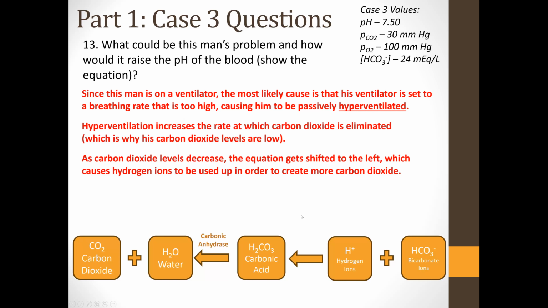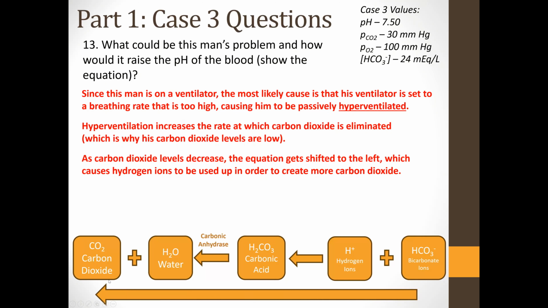Let's look at the equation. So the equation gets shifted to the left this time. This is causing hydrogen ions to join up with bicarbonate ions to make carbonic acid, which carbonic anhydrase then breaks down into carbon dioxide and water. So this is causing the hydrogen ions to be used up in order to create more carbon dioxide to continue with the hyperventilation exhaling. So the equation this time is moving to the left. As the hydrogen ions are used to make more carbon dioxide, the pH increases, which causes alkalosis.